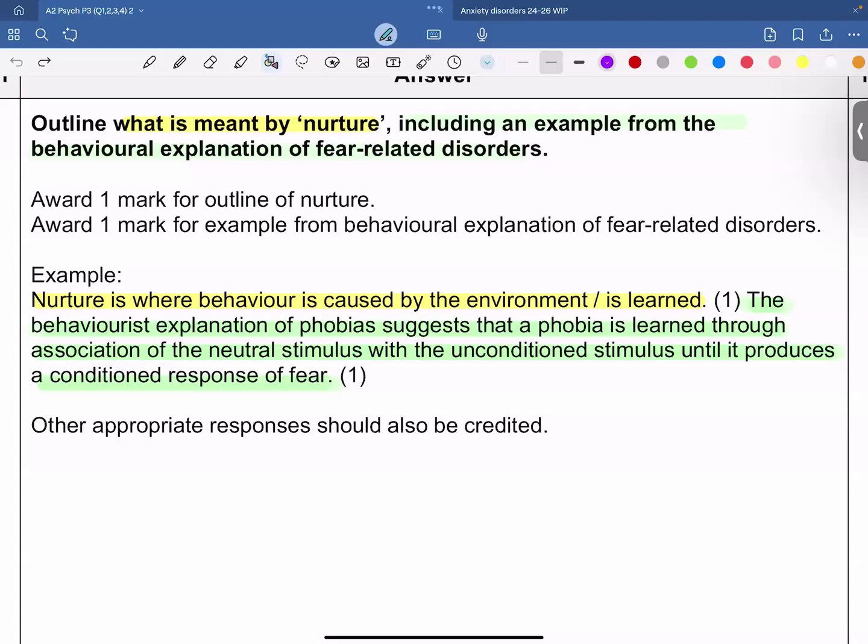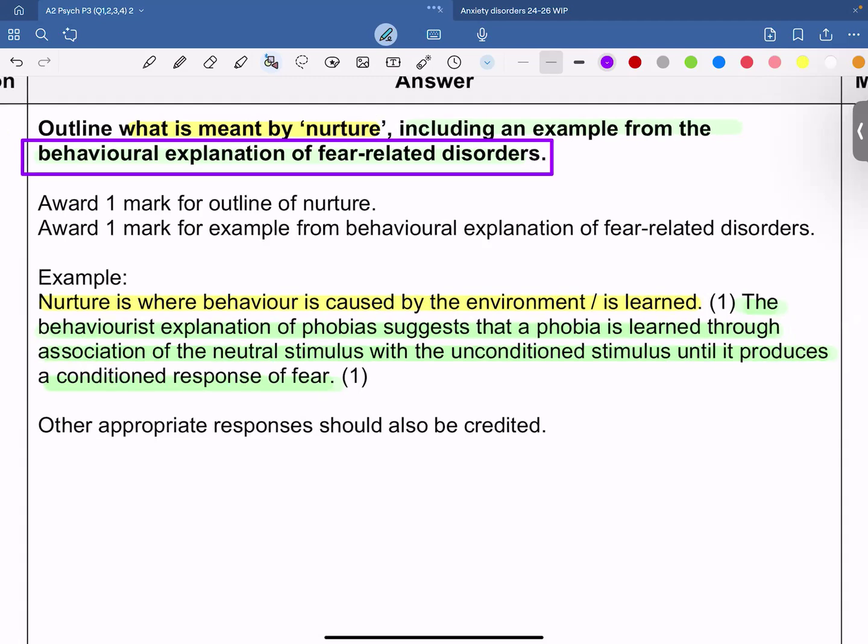Hello, everyone. In this revision lesson, let's discuss the behavioral explanation of fear-related disorders. And while revising it, we will integrate the nurture side of the nature-nurture debate over here. So this question has been picked from May-June 2024, variant 3.2.